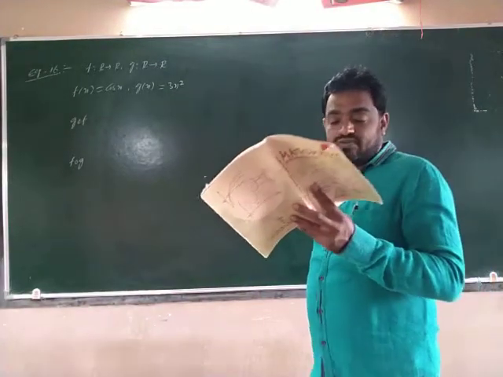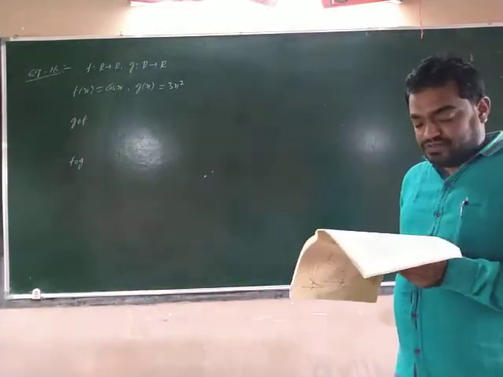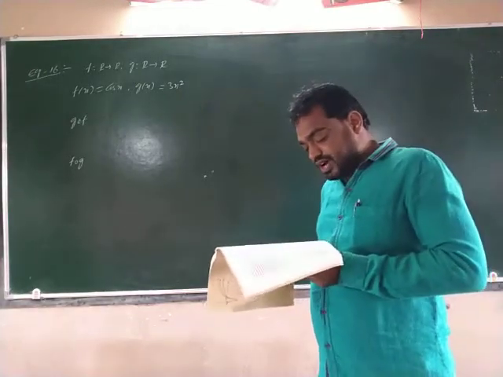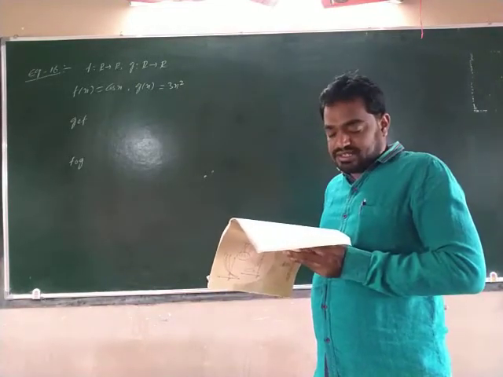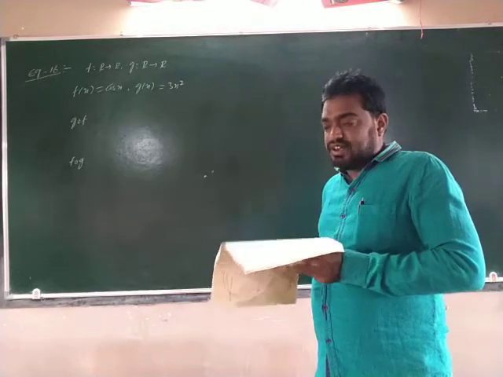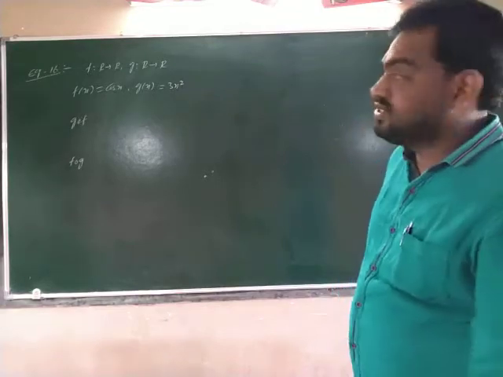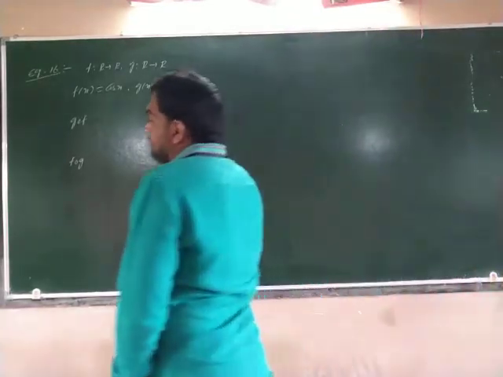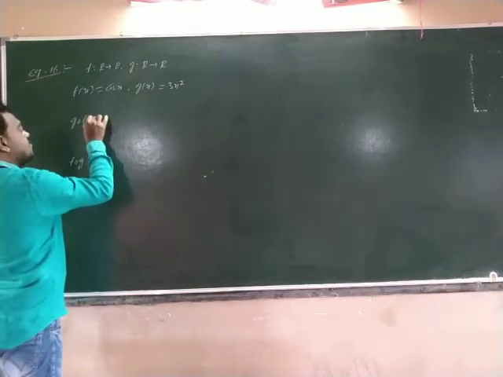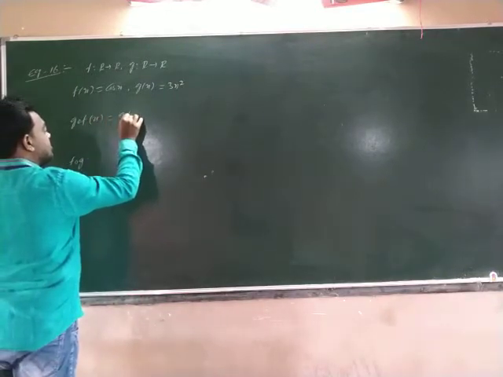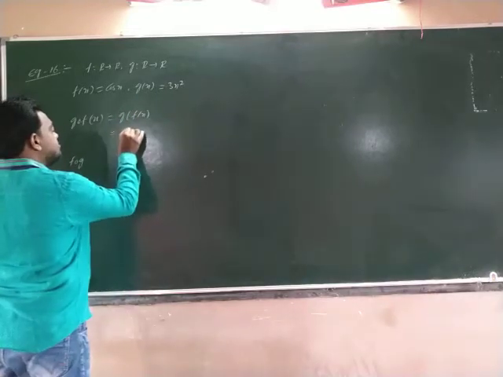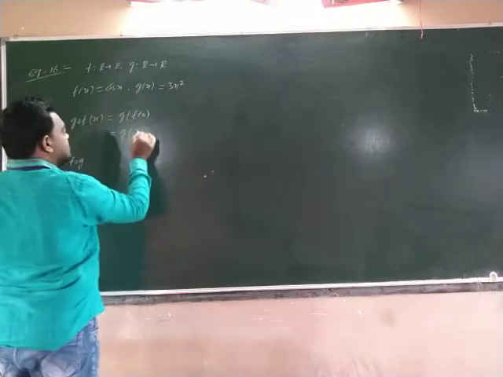Find G circle F and F circle G. If F from R to R and G from R to R are given by f of x equals cos x and g of x equals 3x square, show that G circle F is not equal to F circle G. First we find G circle F of x, which is nothing but G of F of x, and F of x is cos x.